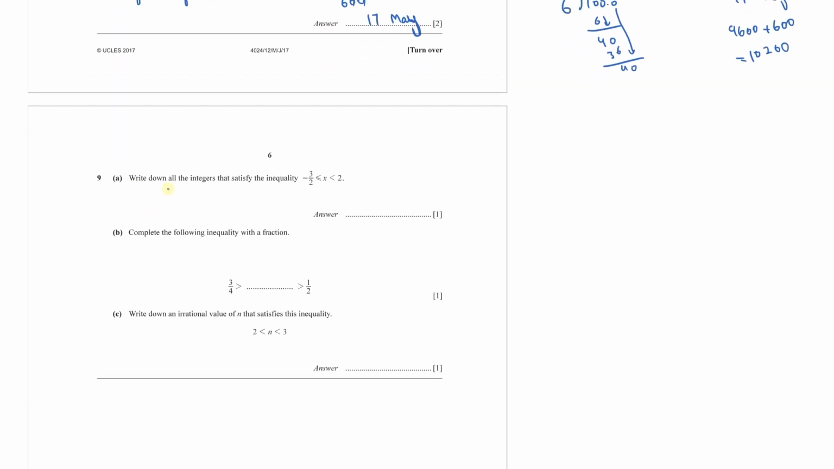Question 9 is write down all the integers that satisfy the inequality. So minus 3 by 2 greater than or equal to x. I can write minus 3 by 2 as a decimal, which is minus 1.5. Then greater than or equal to x greater than 2.